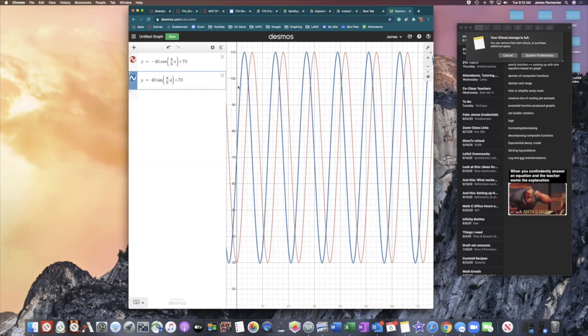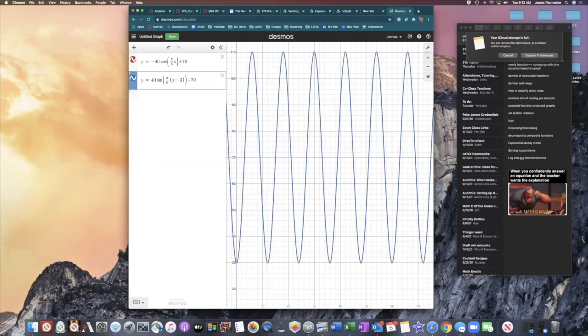What I can do is take that x, and instead of just having x, I can put parentheses around it and have x minus 3. And I'll shift it 3 to the right to get the same function. And so what's really true is sine and cosine are really the same function. They're just the same function shifted either to the left or to the right. So there are definitely many ways you could write this.